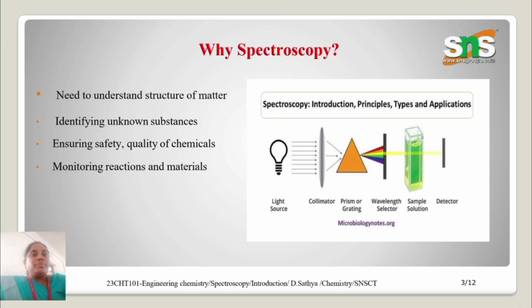So the basic principle of spectroscopy: the light source is directed into the collimator, that is the prism, and finally the wavelength selection. The particular wavelength will be selected and passed through the sample solution. Finally the detector will detect the particular wavelength of the solution.